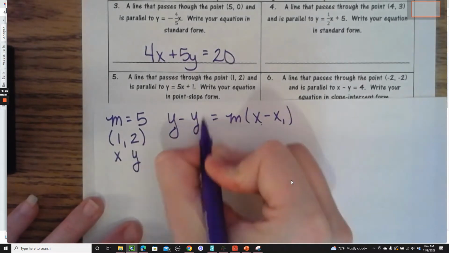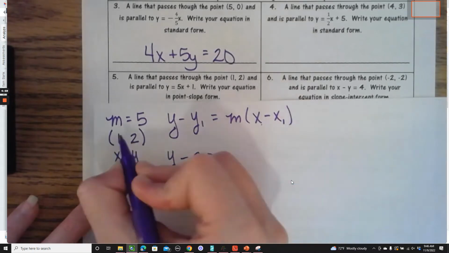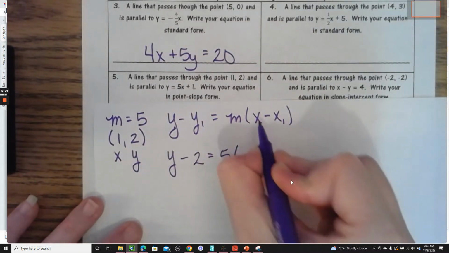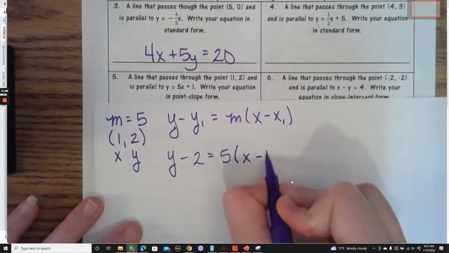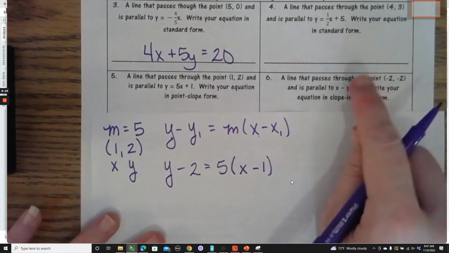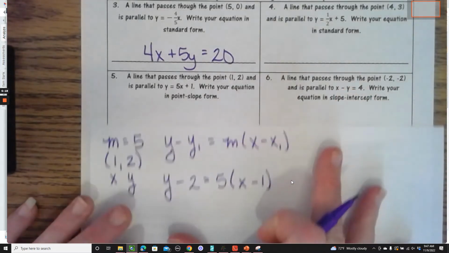My y1 is this number, my slope, I keep the x, and then my x1 is this number. And that's it, I'm done. So point slope form's easy. On the one you're going to have to do, we'll get that one set up at least.